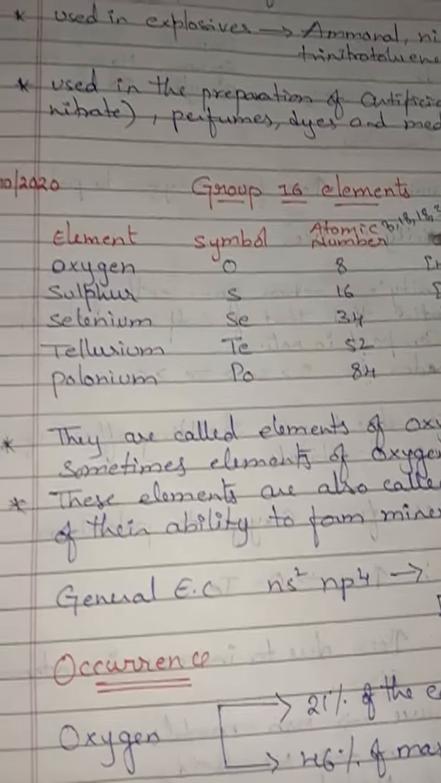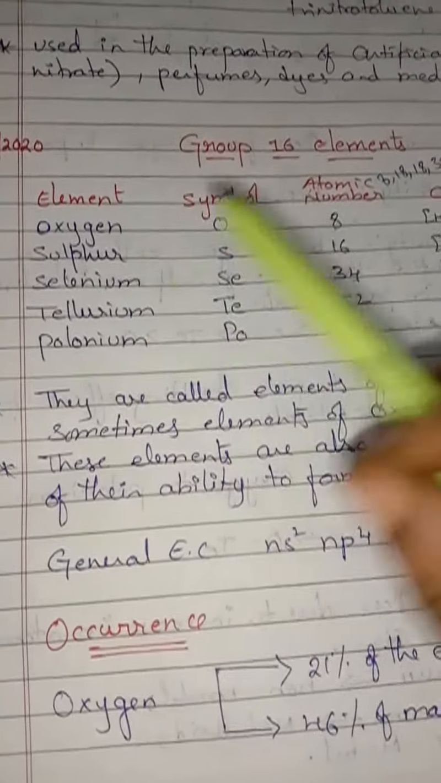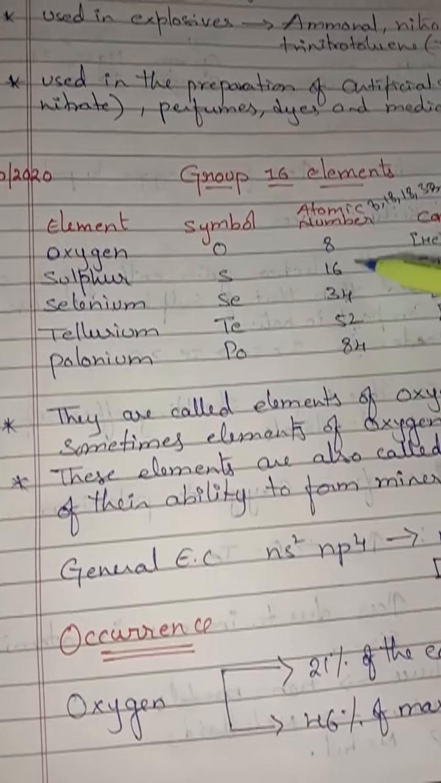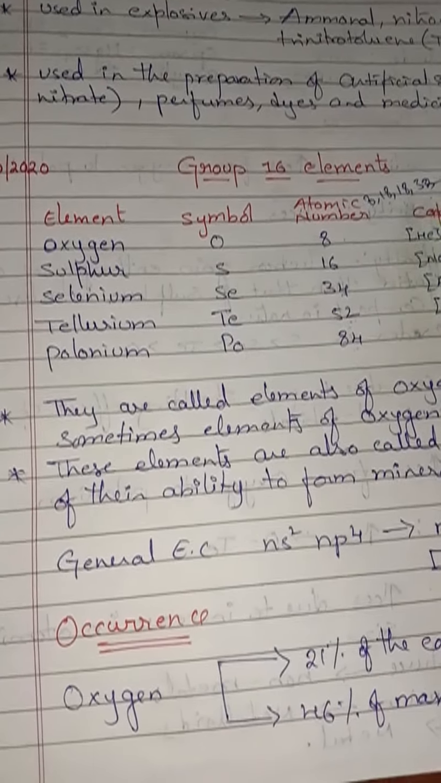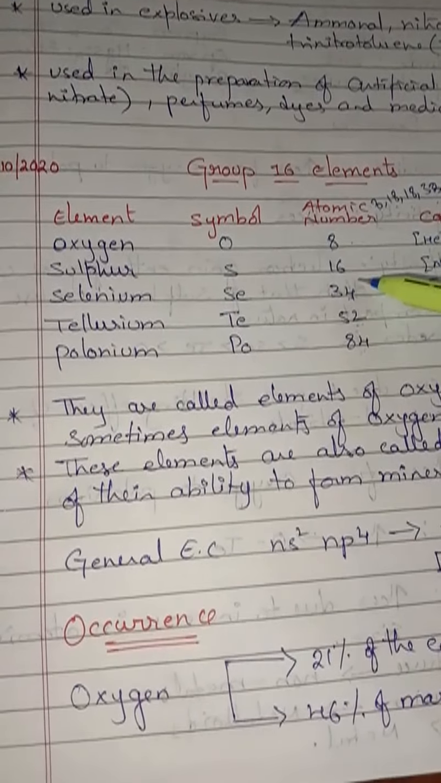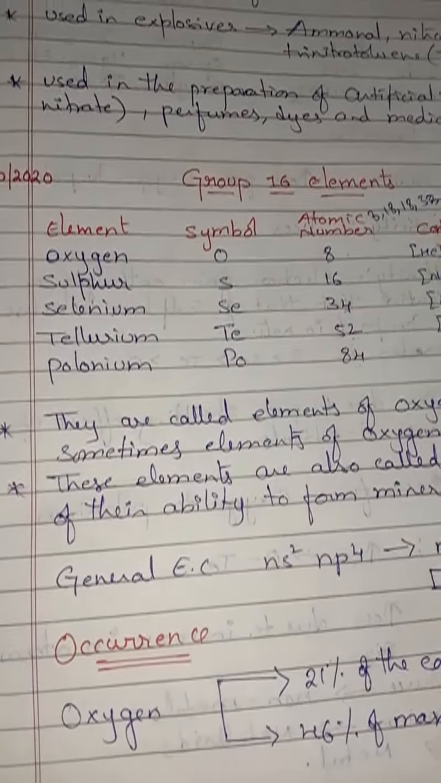Very simple. This is a trick. You have to memorize this. If you remember only the atomic number of oxygen, it will be enough. 8, 18, 18, 32. To this 8 add 18, 18, 32, and you are going to get this.